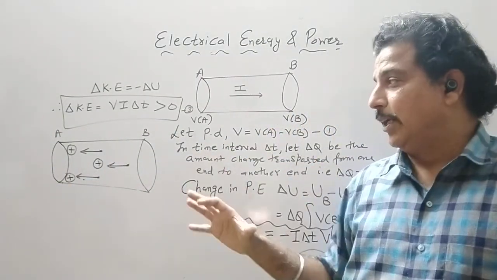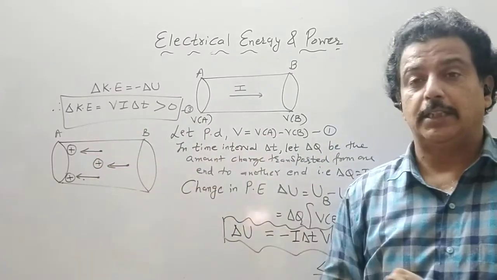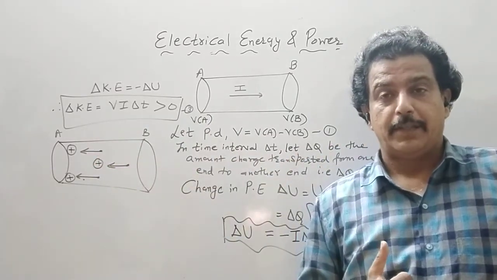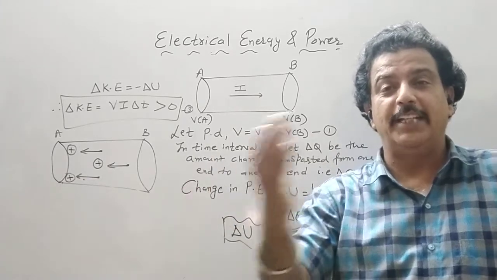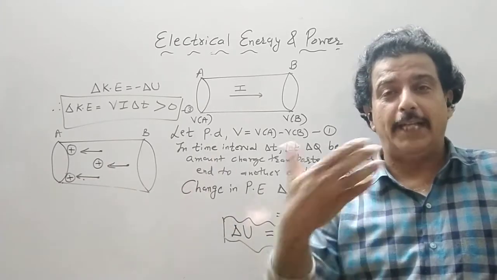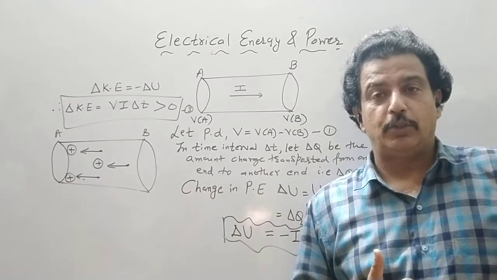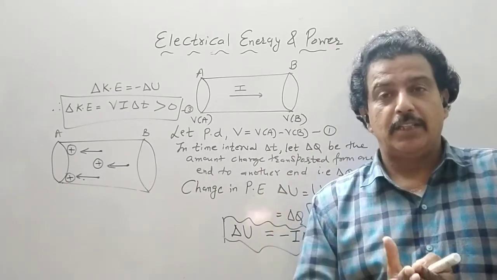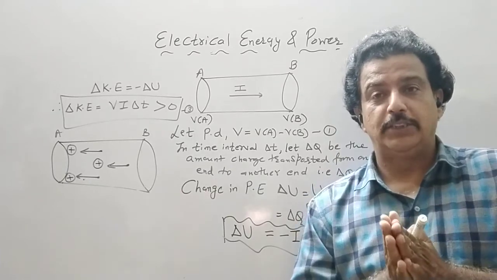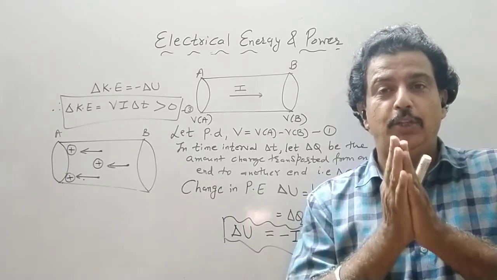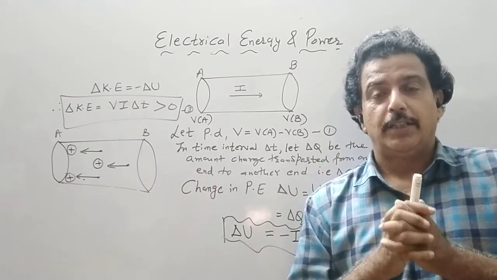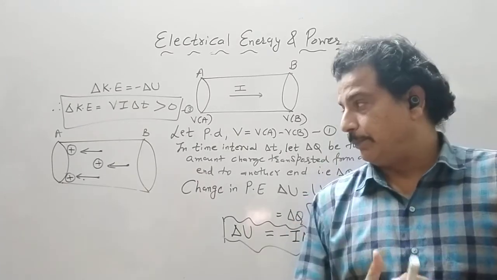But you have to remember that inside the conductor it is not an accelerated motion, because as soon as the electrons are accelerated from one end to another, they collide with the ions oscillating about their mean position, and that kinetic energy is converted into potential energy, and the amplitude of the ions increases, due to which the conductor gets heated up.